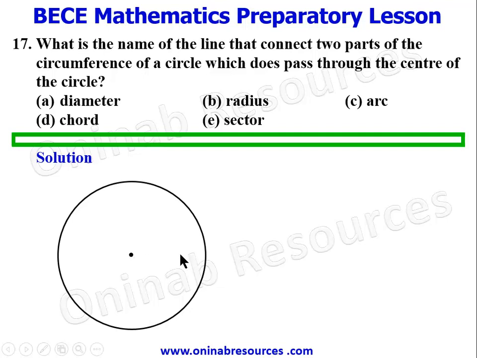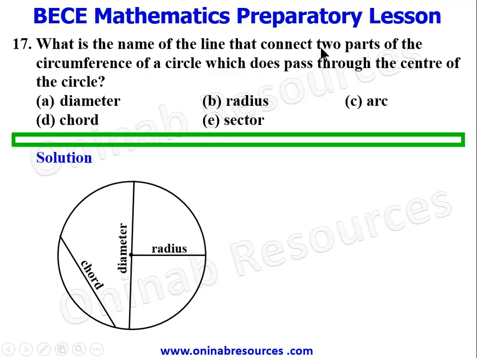If you draw a line from the center to any part of the circumference, that will give us a radius. If you draw a line from one part of the circumference to the other part of the circumference, and the line passes through the center of the circle, we call it the diameter. And if you draw another line from one part of the circumference to the other part of the circumference, and it does not pass through the center of the circle, we call this one a chord. So these are the three straight lines we have in a circle, and that is what the question is asking.